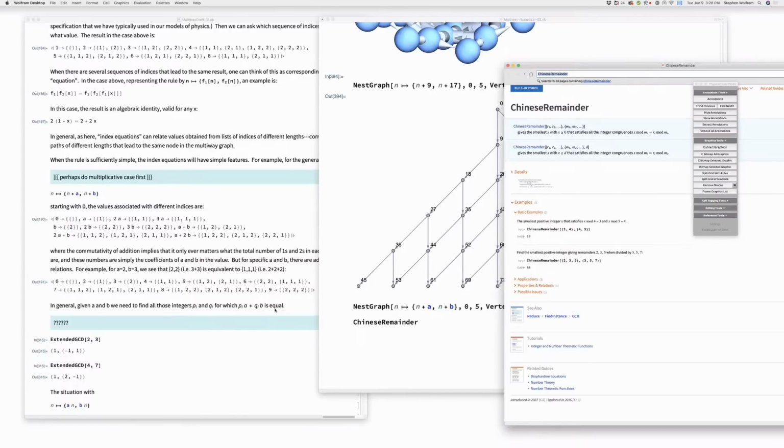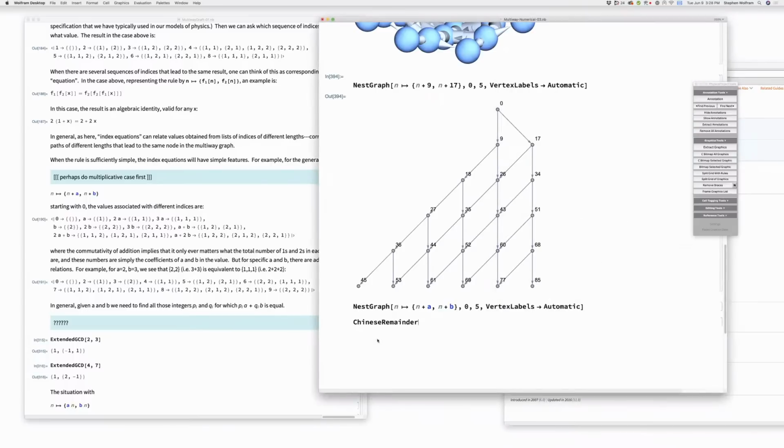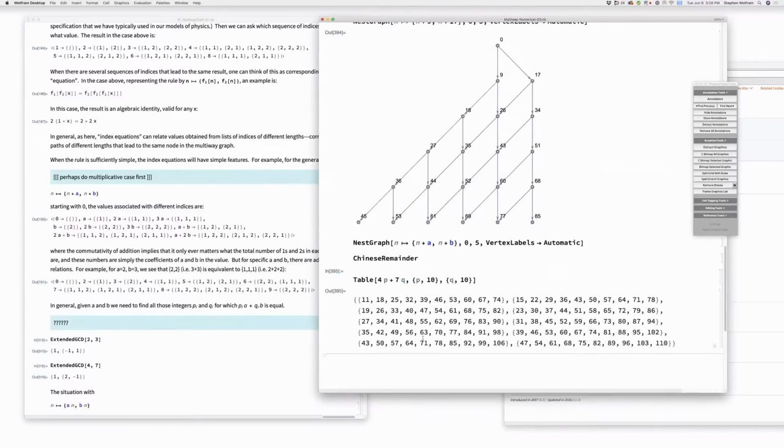I don't understand. Ed, do you understand what I'm trying to do? I'm trying to find out, for given a and b... So what we're going to do is generate a table of p times a plus q times b. Let's say a is 4 and b is 7, so it's 4p plus 7q. We make a table of that, where p goes up to 10 and q goes up to 10. Which numbers here are duplicates?